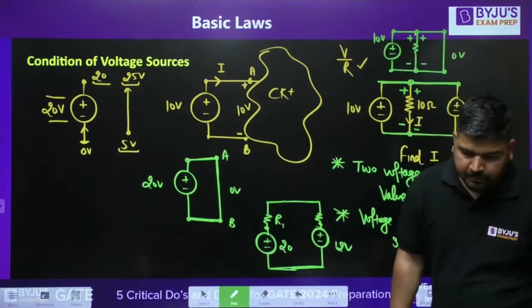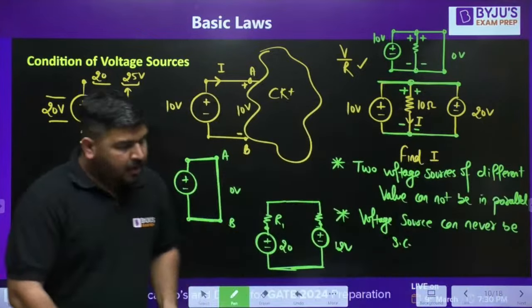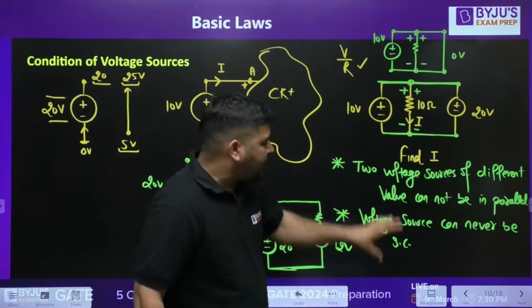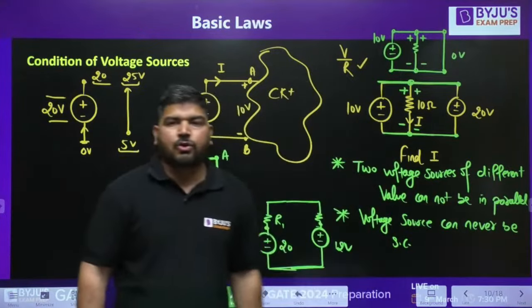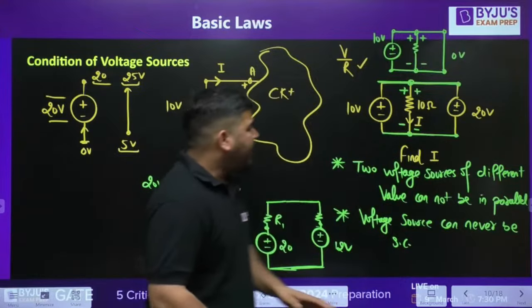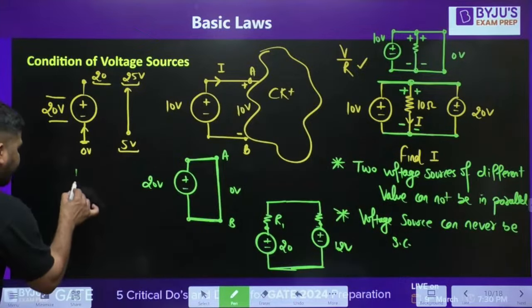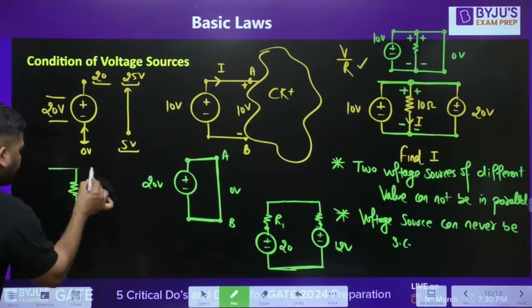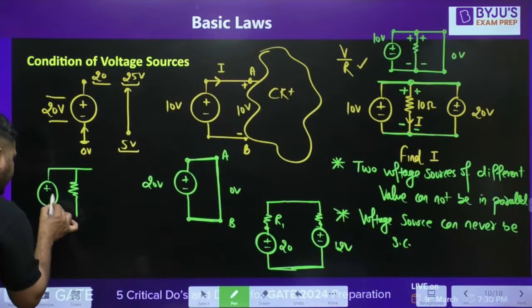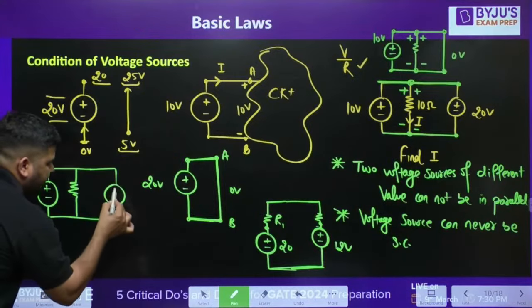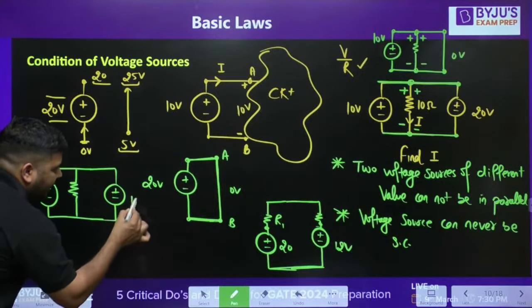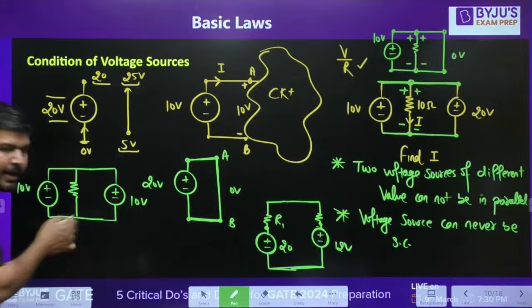Tell me, guys, I hope it is clear. So two voltage sources of different value can never be in parallel, and a voltage source can never be short circuited. Now many students are thinking, sir, what will happen if I connect two sources like this? One source of 10 volt like this and one more source of 10 volt like this.